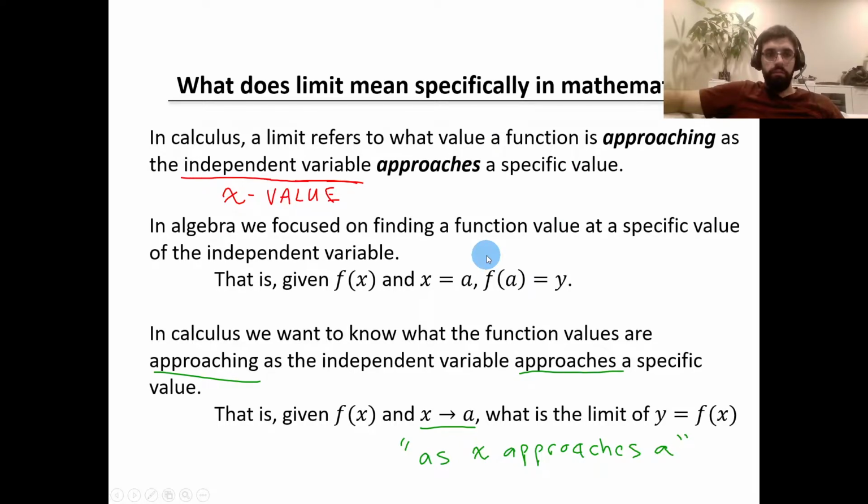So what about math? So in calculus, a limit refers to the value a function is approaching. Let me say it again. A limit refers to what value a function is approaching as the independent variable, or the x value, approaches a specific value. So in algebra, we talk about finding or evaluating functions at a specific point.